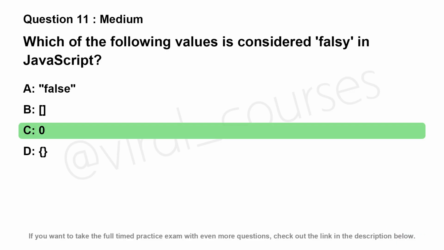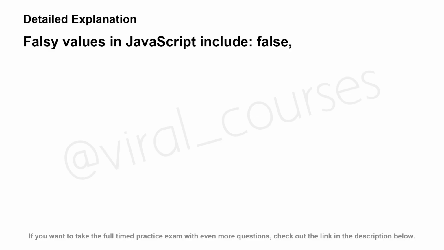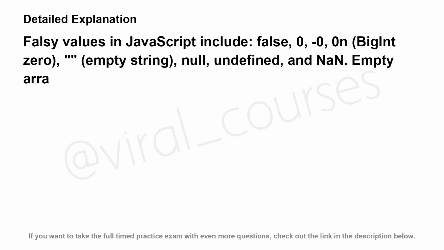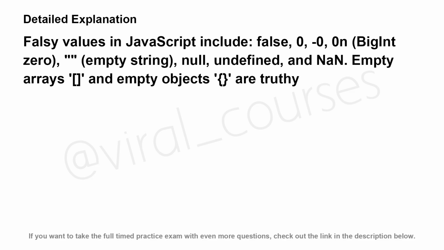The correct answer is C. Falsy values in JavaScript include false, 0, -0, 0n (BigInt 0), "" (empty string), null, undefined, and NaN. Empty arrays and empty objects are truthy.